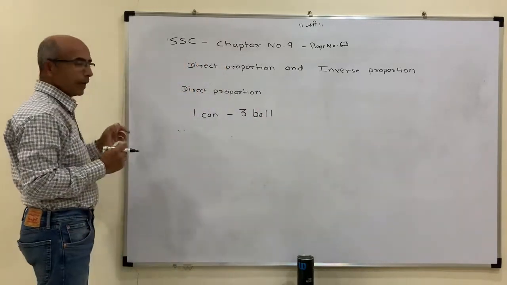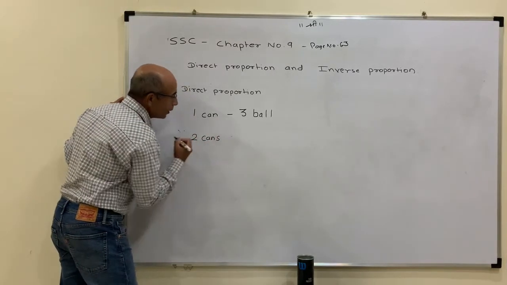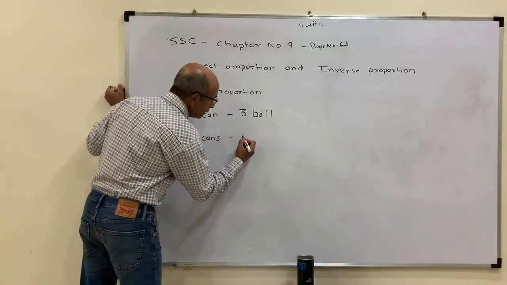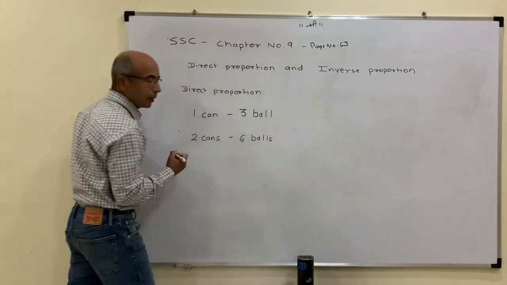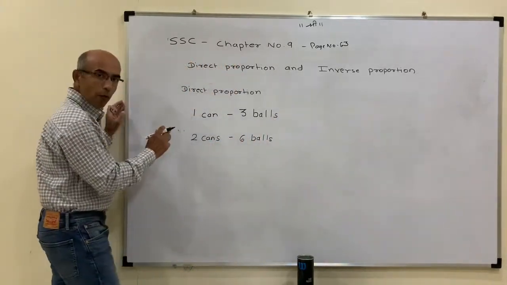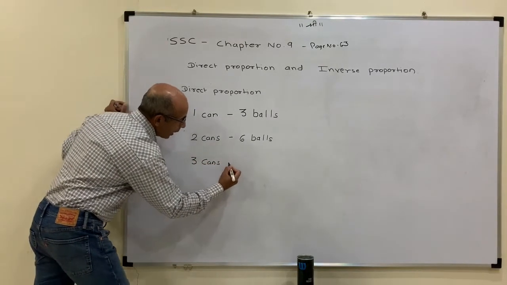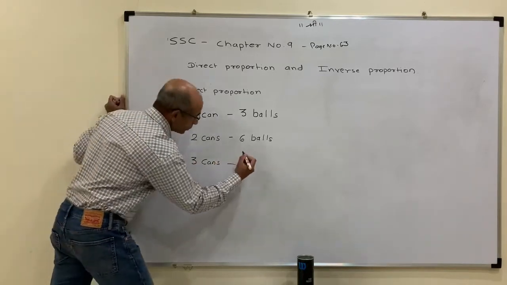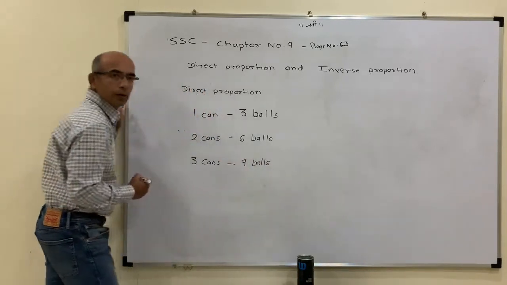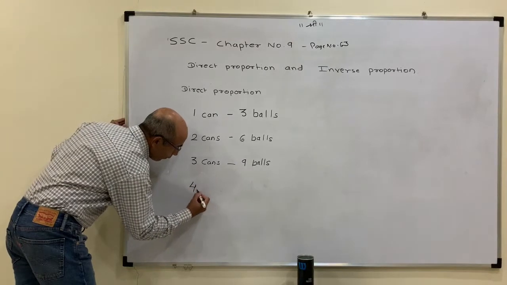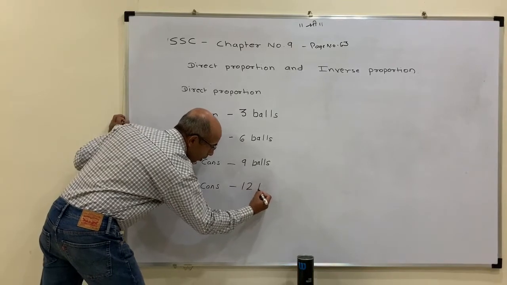So now, if I have 2 cans, I will be having 6 balls. So now, if I buy 3 cans, I will be having 9 balls. So on, if I buy 4 cans, I'll be having 12 balls.